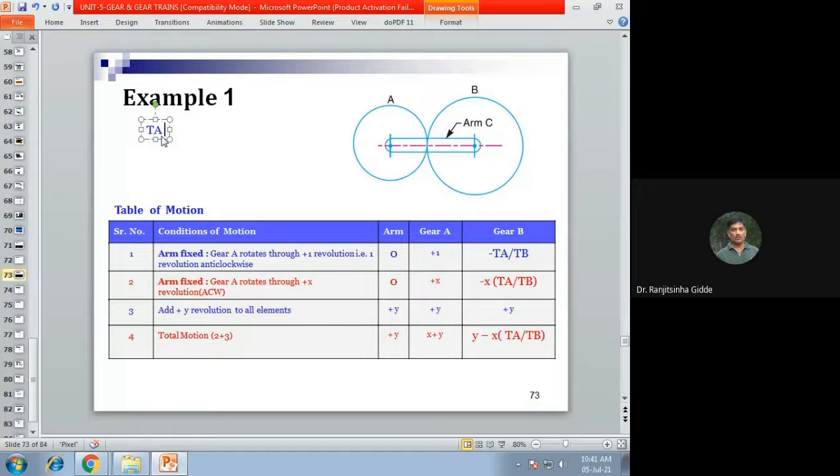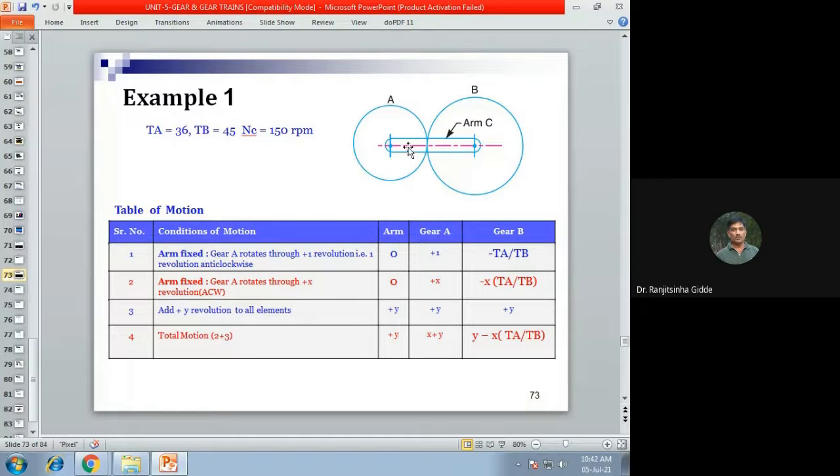Is equal to 36 and TB is equal to 45. That is given. Okay, and speed of the arm is given. What name is given to the arm here? C. Then you can write NC is equal to 150 rpm. It is given. Okay, this is the given data.